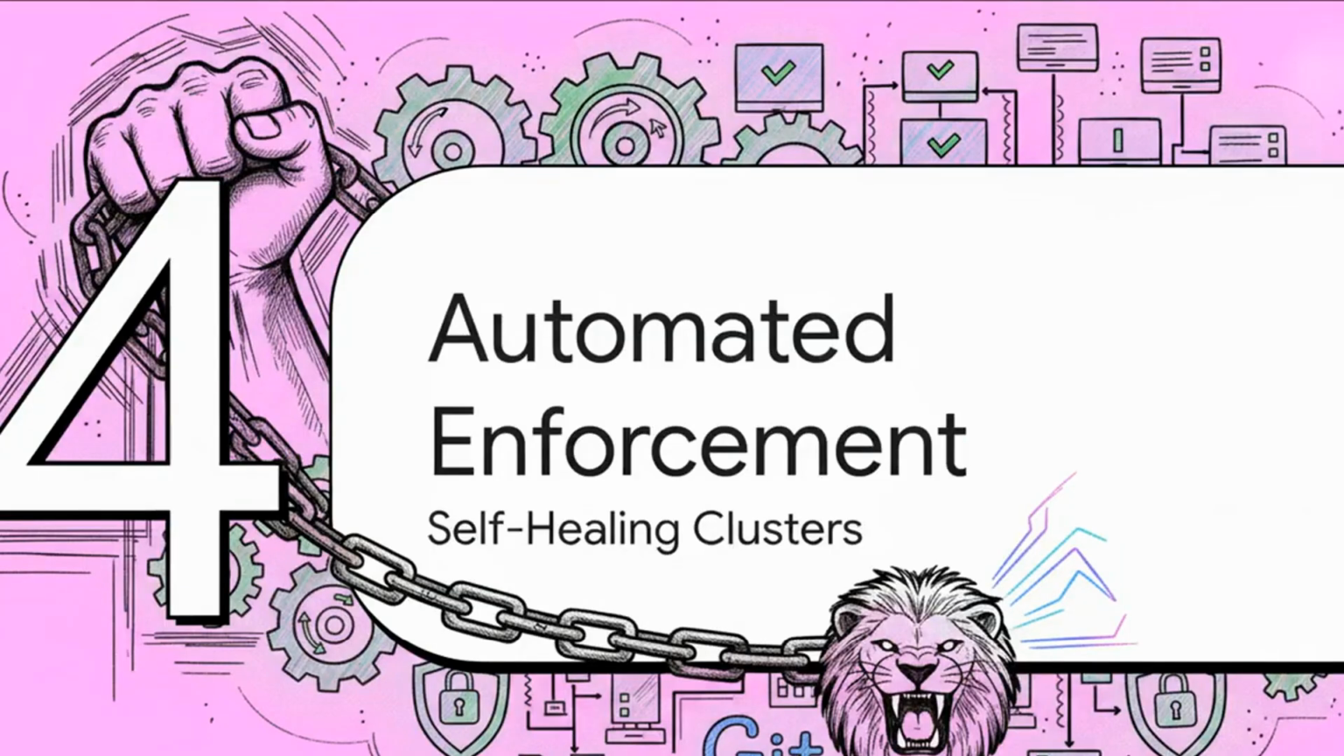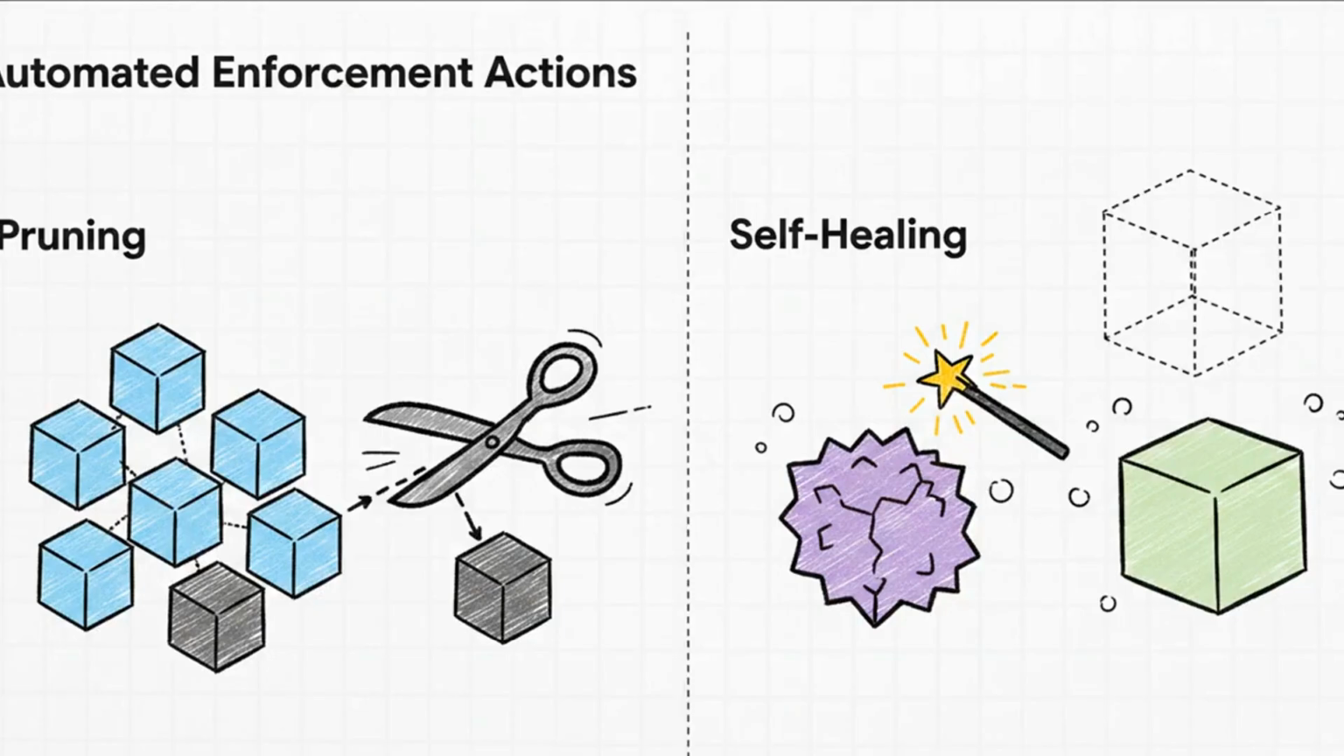Which brings us to Section 4, automated enforcement. Now, identifying drift is great, but it's really only half the battle. Monitoring without enforcement just means you get a front row seat to watch your cluster drift in real time. We need Git to have actual teeth, so by enabling 2 specific settings, self-heal and prune, Argo CD automatically reverts any rogue manual changes and deletes any orphaned resources. This makes Git the undisputed boss of the cluster.